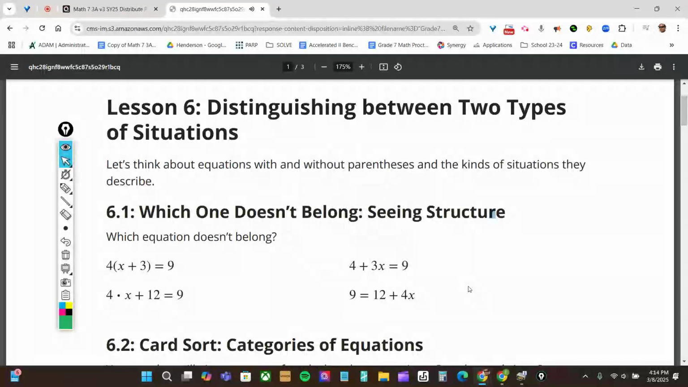Welcome back. Lesson 6, distinguishing between two types of situations. Which one doesn't belong? See the structure.